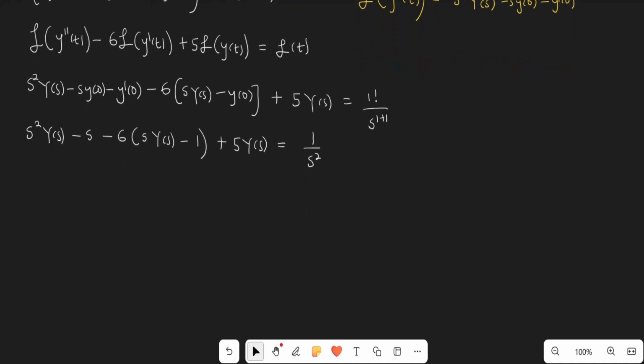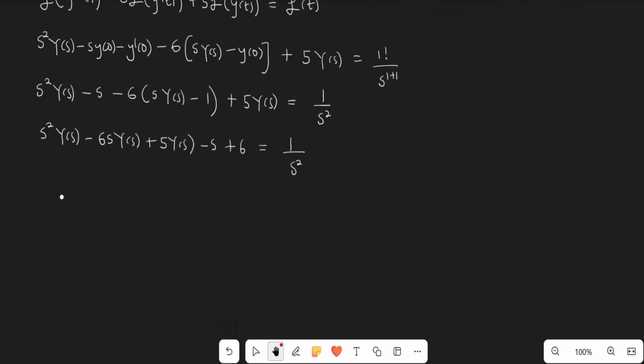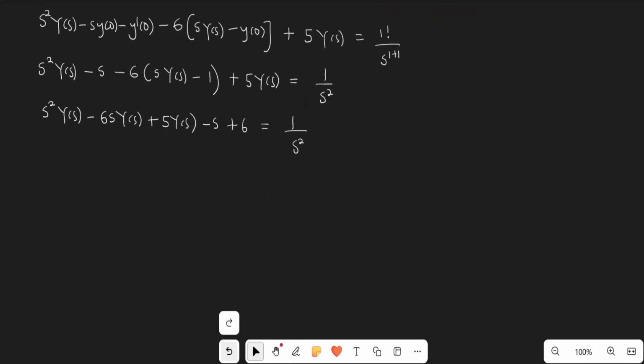Cool stuff. So now here, what do we have? We can gather like terms here. So this is now going to be s squared multiplied by Y of s minus 6s multiplied by Y of s, and now plus 5 times Y of s. Alright, and now we have minus s and then plus 6. Because this negative and this negative, when we multiply, become positive 6, and that is equal to 1 over s squared. Cool, so now we can take these to the right hand side.